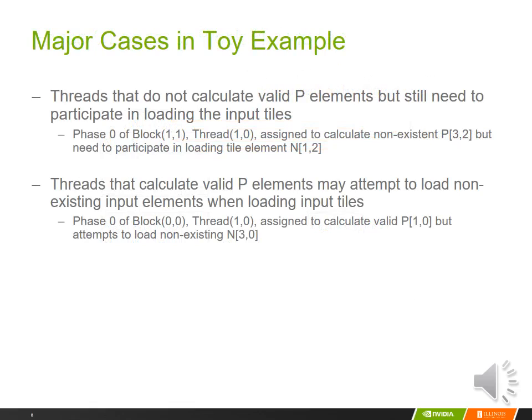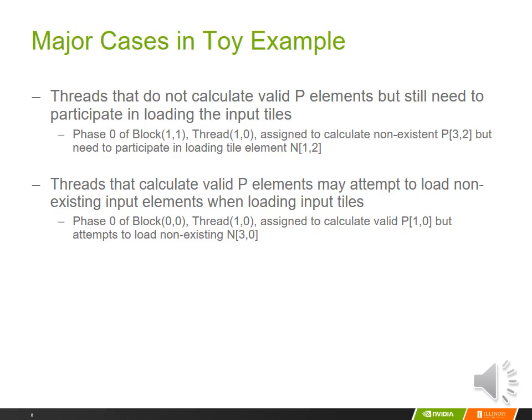To summarize, we see that there are two major cases in our 3x3 toy example. In the first case, threads that do not calculate valid P elements still need to participate in loading valid input tile elements. For example, during phase 0 of block 11, thread 10 is supposed to calculate a non-existing P32, so it's not calculating any valid P element.